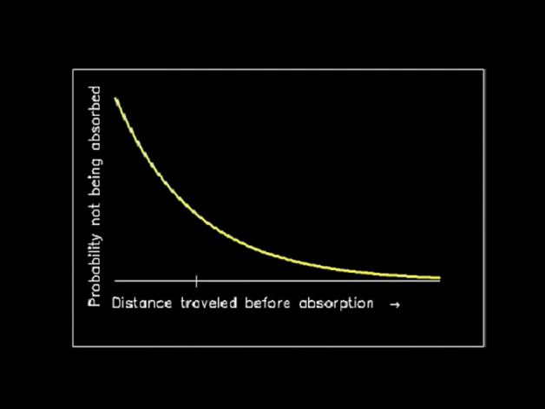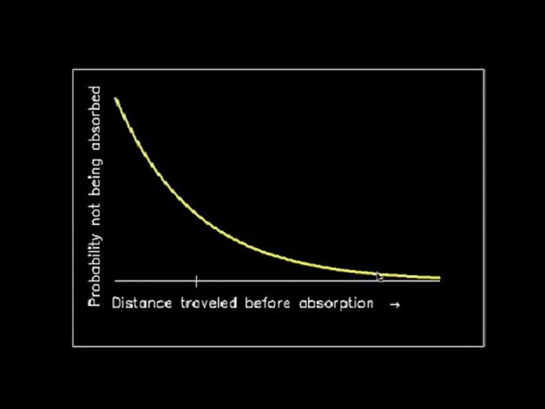The yellow curve here represents the probability that a yellow photon will travel a certain distance before being absorbed. Imagine that we launched a large number of photons through an absorbing gas. By the time they have traveled this distance down here, about half of them will have been absorbed. By the time they have traveled this distance over here, about 30% will have survived, and just a few percent will have managed to travel way out here.